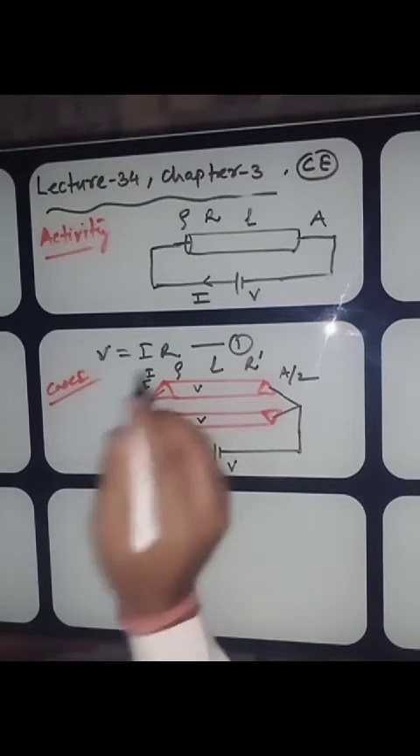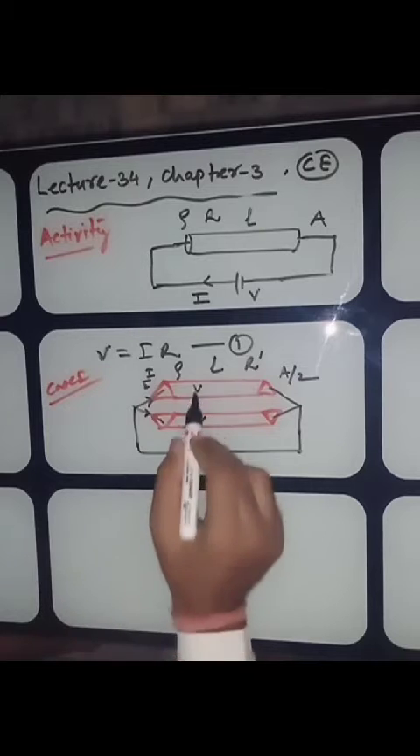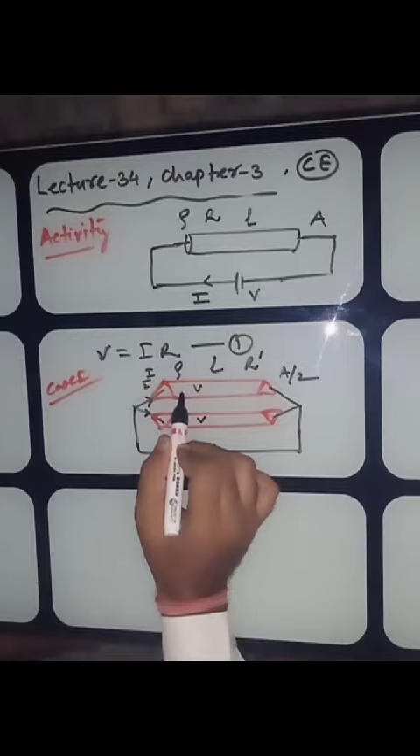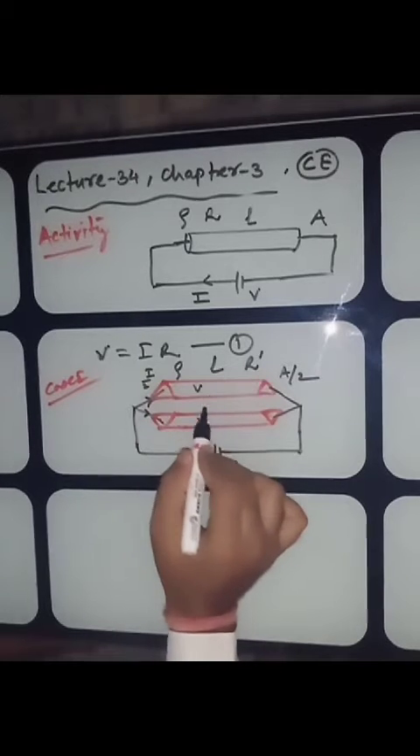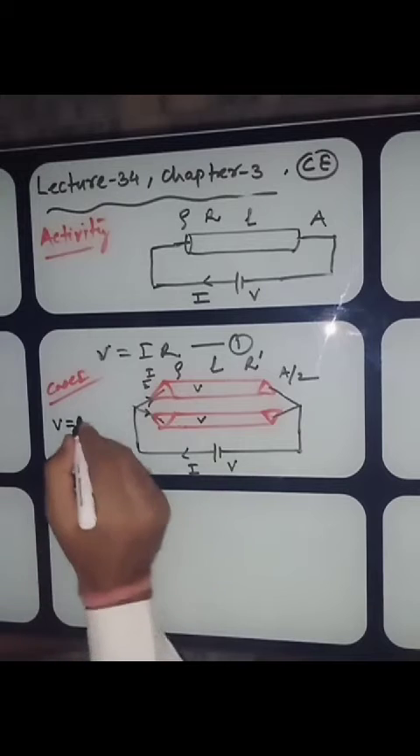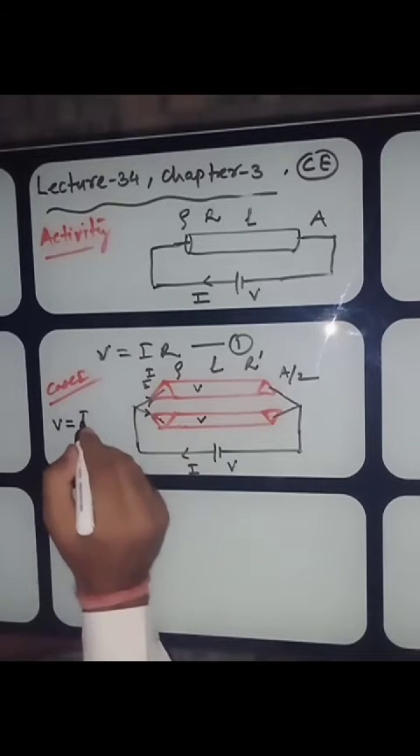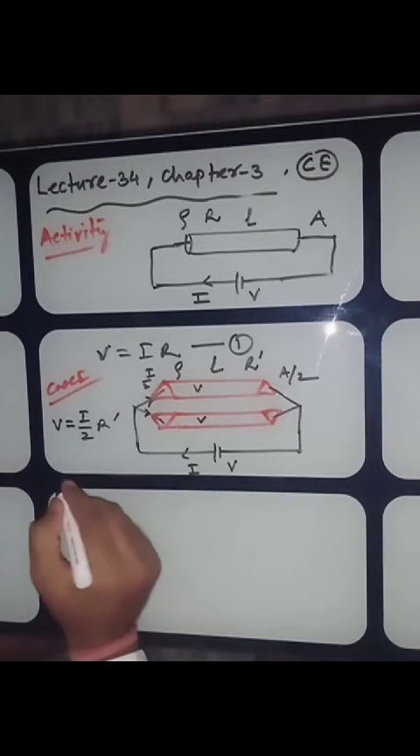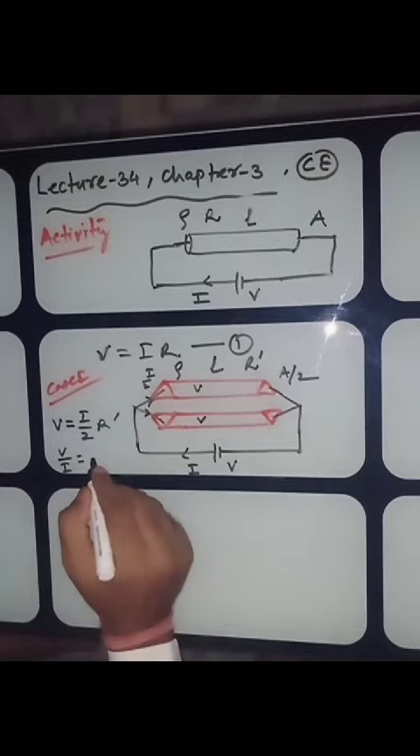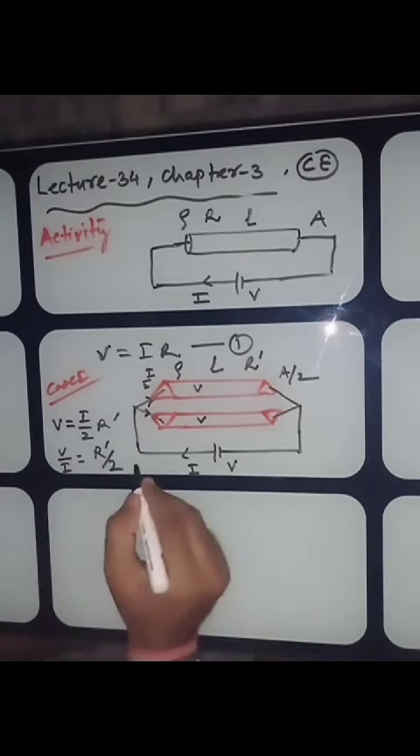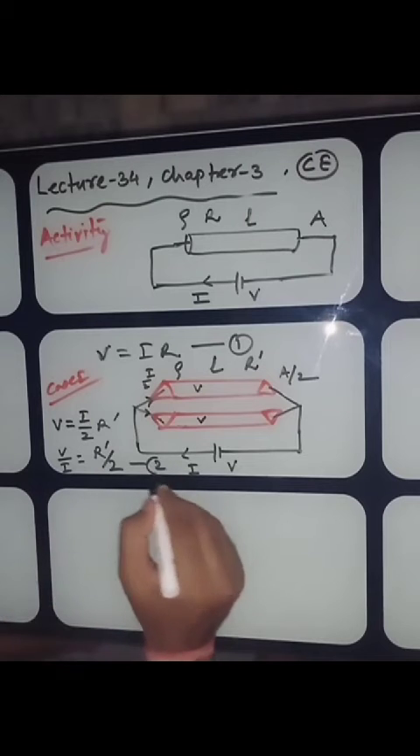My dear student, you can write Ohm's law for any of the sections. Applying Ohm's law for this particular section, what is the voltage of this conductor? V is equal to I, how much I? It is I by 2, times R dash. So you can find V by I is equal to R dash over 2. Okay, this is equation 2, my dear student.